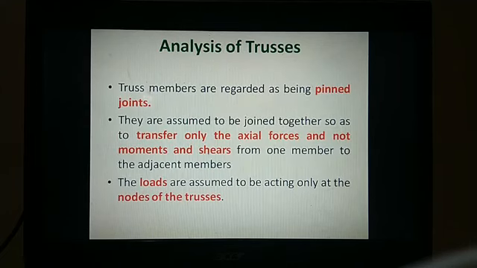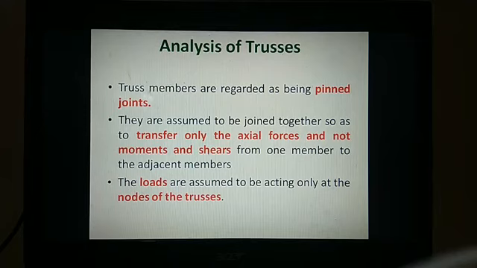And coming to the analysis of the trusses, the truss members are regarded as being pinned joints. Every truss member which is connected at its gusset plate, I can call it a joint, is going to be a pinned joint. Why? Because it is supposed to allow rotation. There won't be any kind of fixed joint in the roof trusses. All joints are pinned, so they allow rotation in that particular joint.